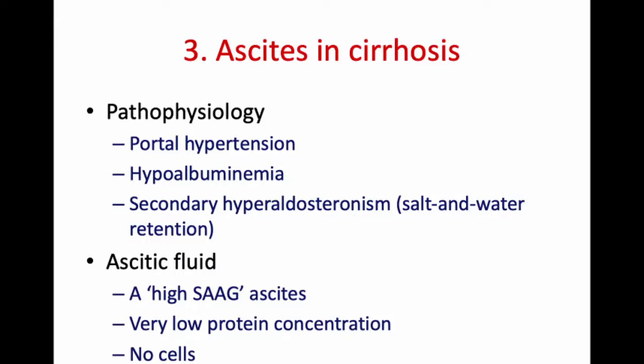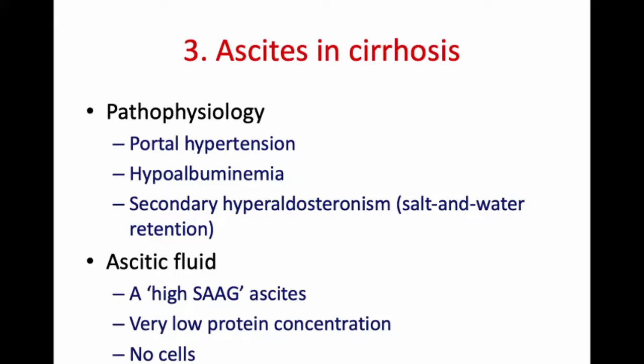But the retained sodium and water doesn't actually correct the effective volume reduction in the blood flow, but rather it leaks out into the peritoneum because of the disturbance in Starling forces produced by the portal hypertension and the hypoalbuminemia. And therefore, there's accumulation of fluid. So it's a high SAG ascites, and the protein concentration in the ascitic fluid is very low. And there are no cells to be found there because there's no inflammation, no infection, no tumor in the peritoneum.